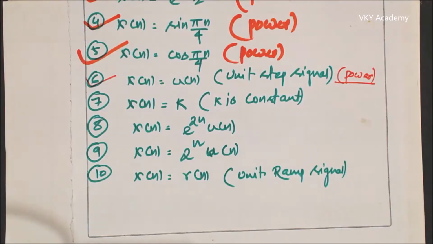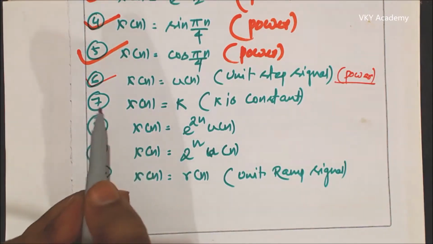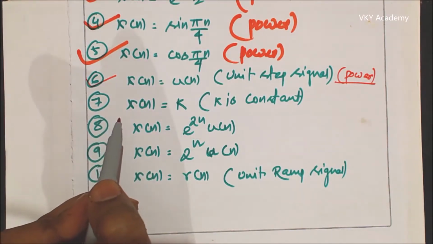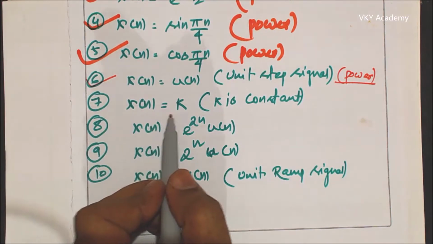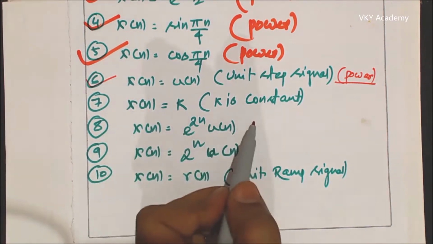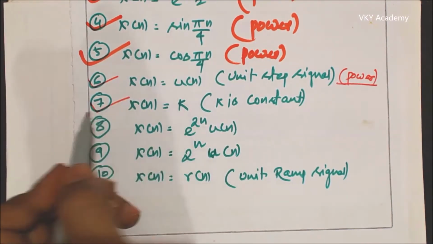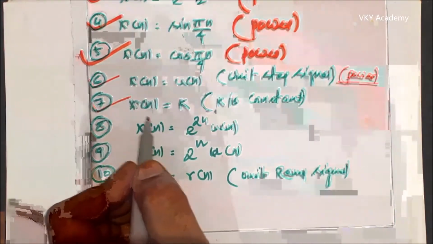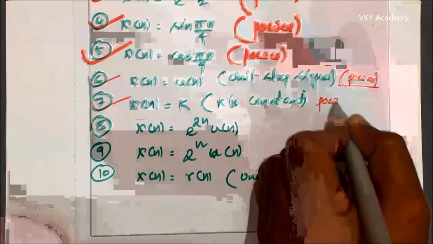Hello everyone. So in the previous session, we calculated the energy and average power of the discrete time signal x of n is equal to k, where k is a constant. And we concluded that this particular discrete time signal is always a power signal.